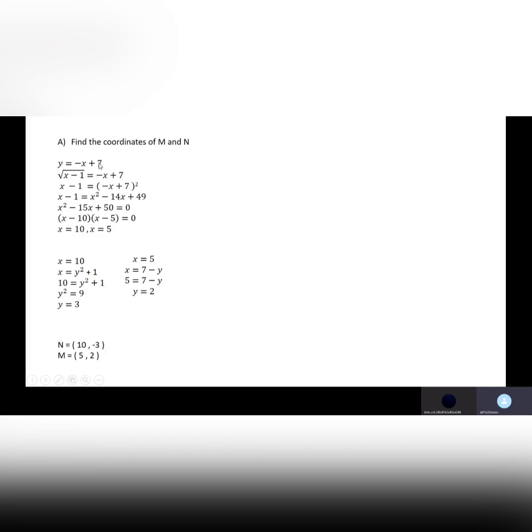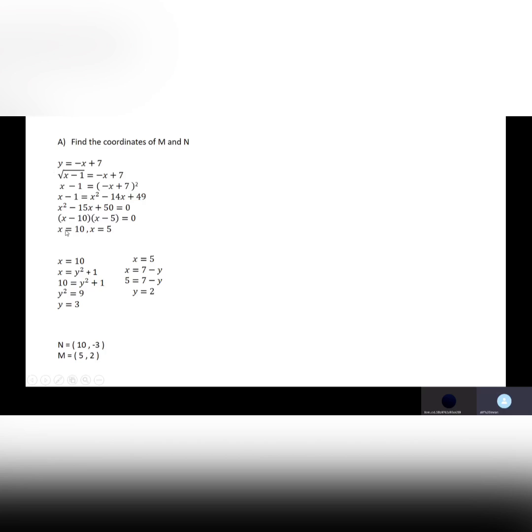This and this. So when we move, we must move the power root to become the power of 2, and we must put all the equation in one place, and it will become a full equation. When we get the full equation, we must use a calculator to get the x points. So we get x equal to 10 and x equal to 5.